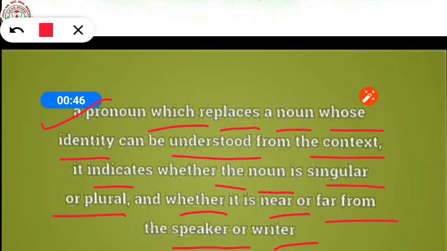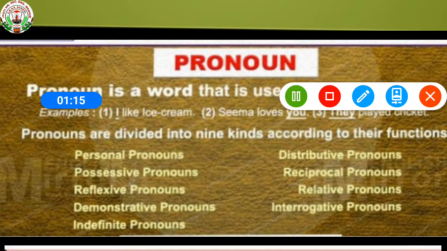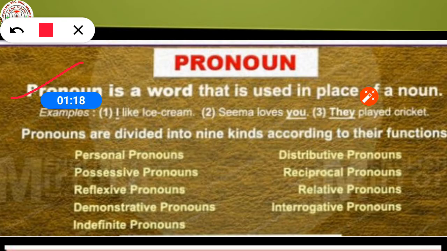So, a pronoun which replaces a noun whose identity can be understood from the context, and it indicates whether the noun is singular or plural, and whether it is near or far from the speaker or writer. Pronoun is a word that is used in place of a noun. You can see the example: I like ice cream, Seema loves you, they played cricket.